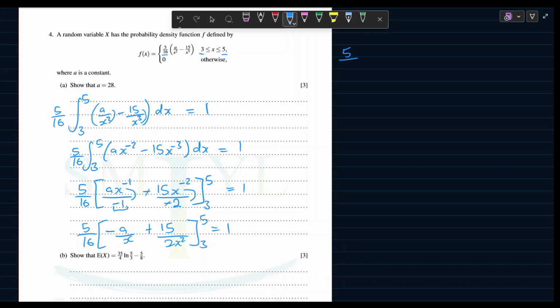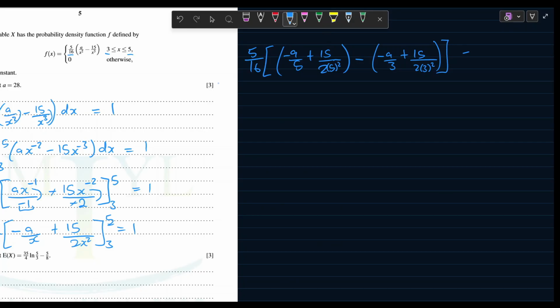So now we can go ahead and substitute in our limits. We'll start with the upper limit 5. It's going to be negative a over 5 plus 15/2 times 5 squared, minus our lower limit. So that's negative a over 3 plus 15/2 times 3 squared. And this should all be equal to 1.